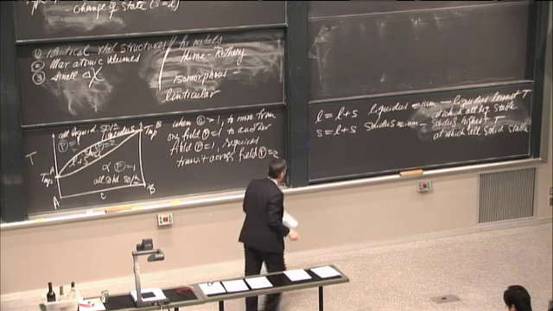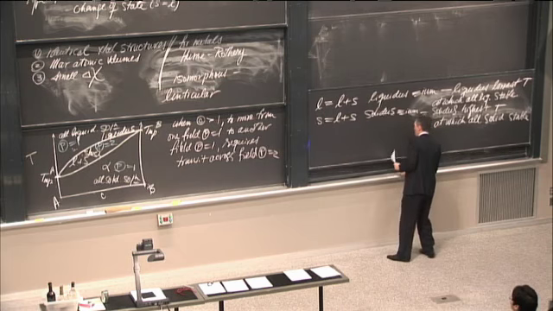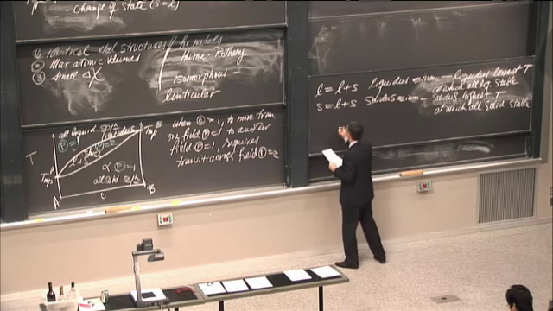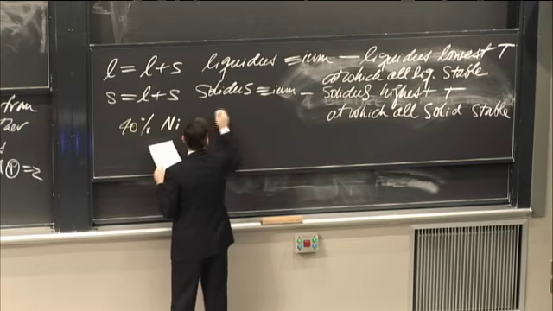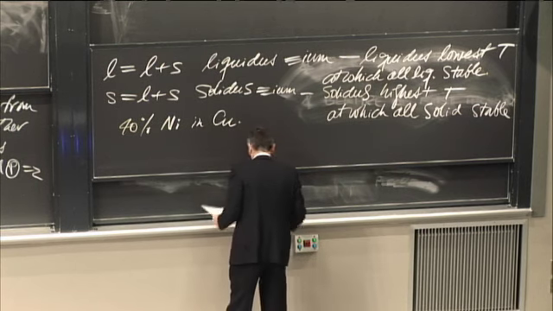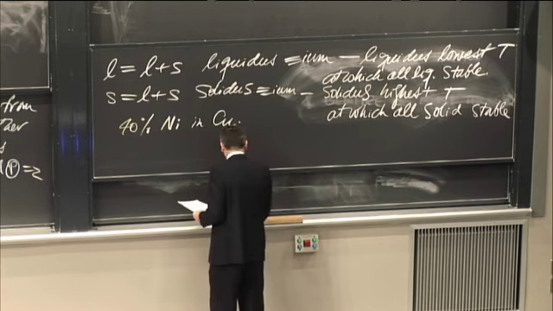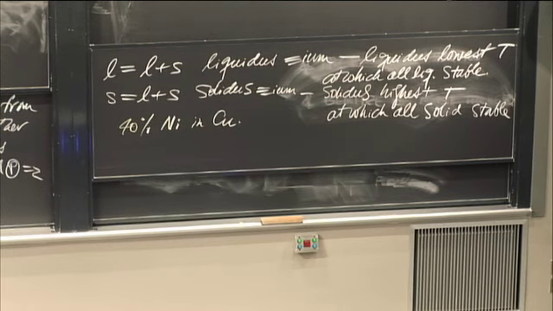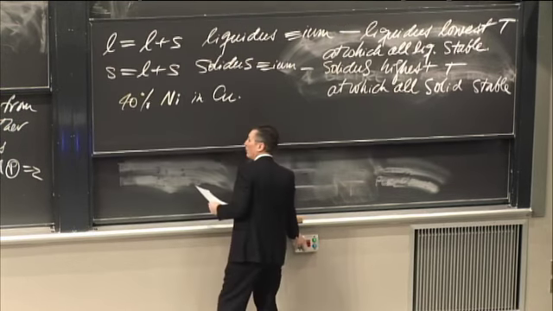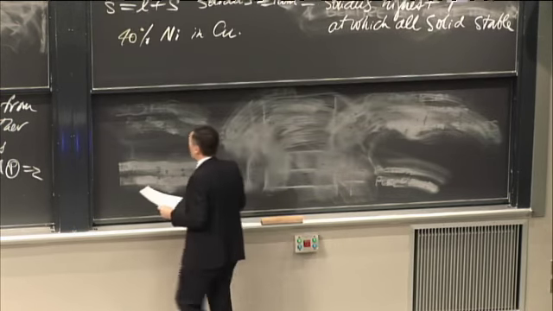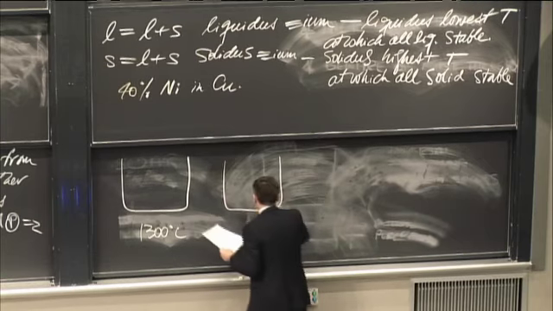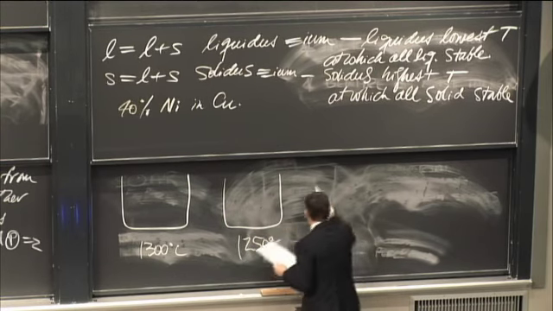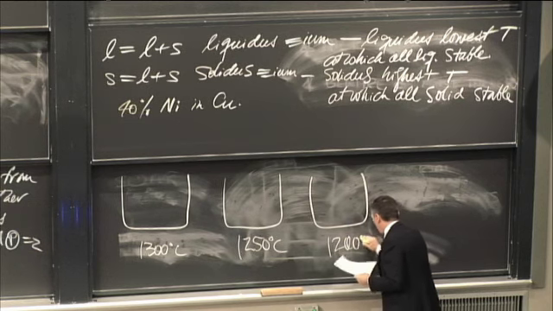So let's start our experiment. We're going to have 3 crucibles here. We're going to start with 40% nickel in copper, and that's going to be the experiment we'll perform. So I've got 3 crucibles, and if I look at the phase diagram, here I am. This is at 1300 degrees C. This is at 1250 degrees C, and then this is at 1200 degrees C.